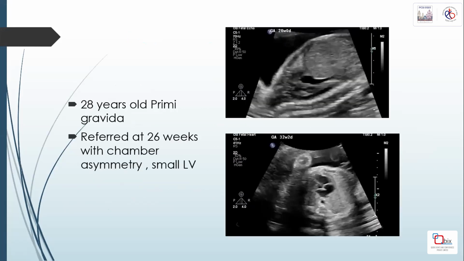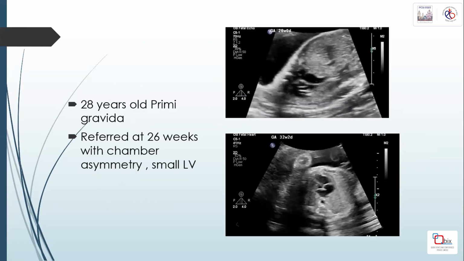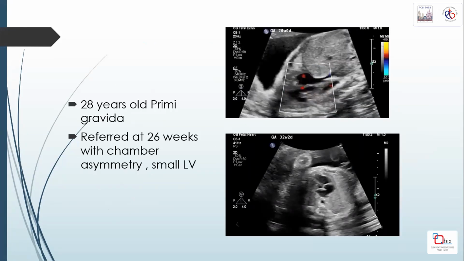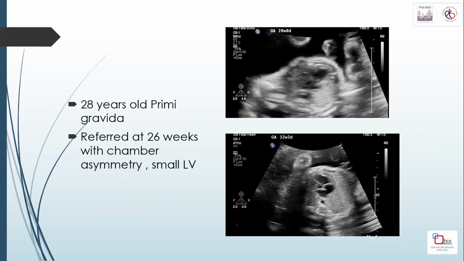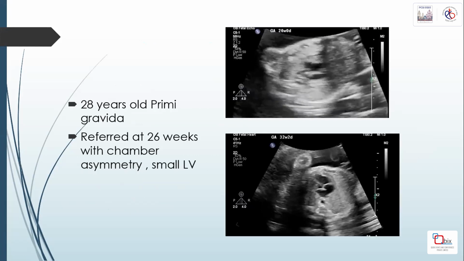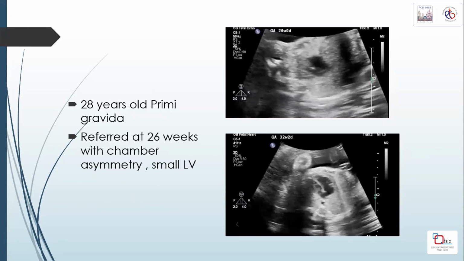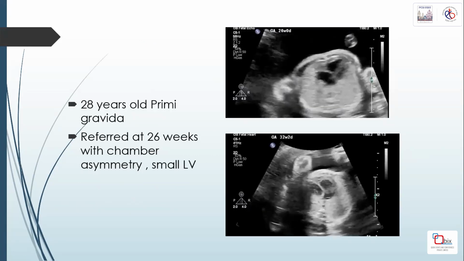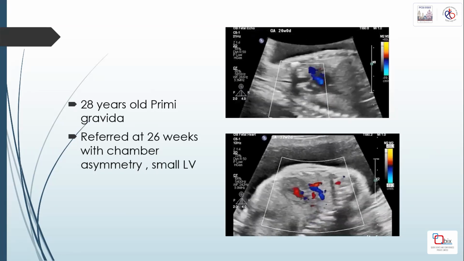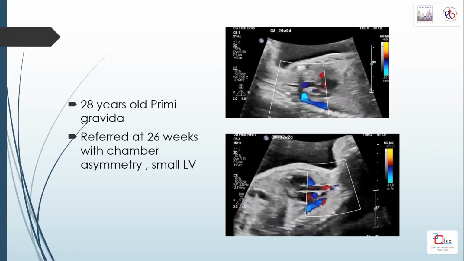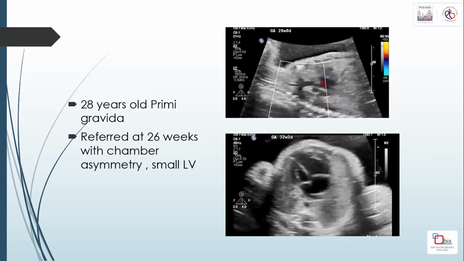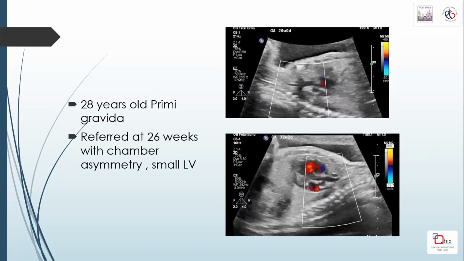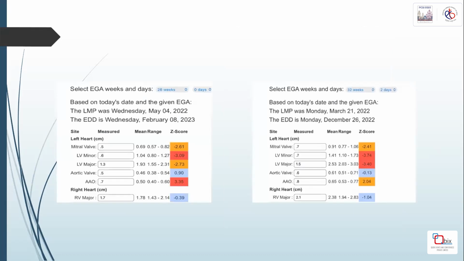patient, 28-year-old primary gravida, referred at 26 weeks for chamber asymmetry with a smaller LV. So she did have a small LV, but normal outflows, normal flows in the arch. This was a 26-week fetal echo. And at 32 weeks, again, at reassessment, we can see some kind of smallness in that arch with some aliasing. So we could still not rule out that it is a normal, definitely small left-sided structures.